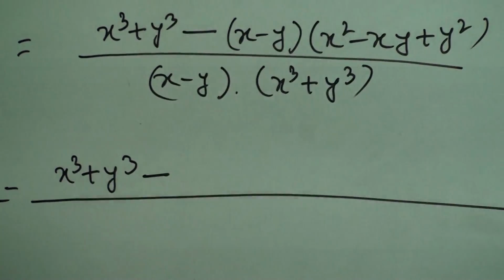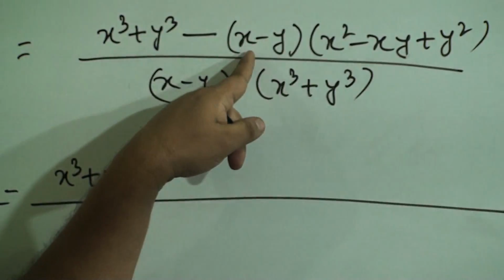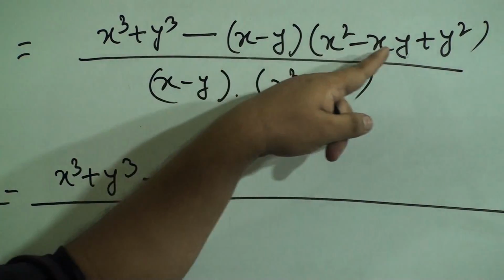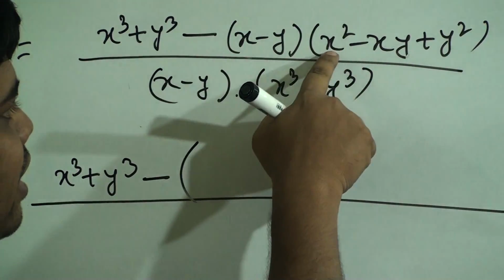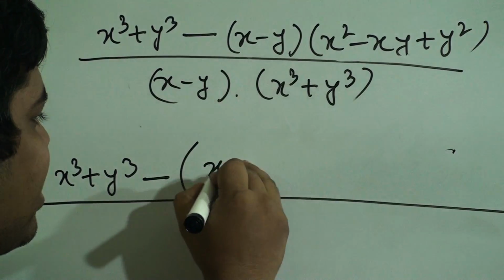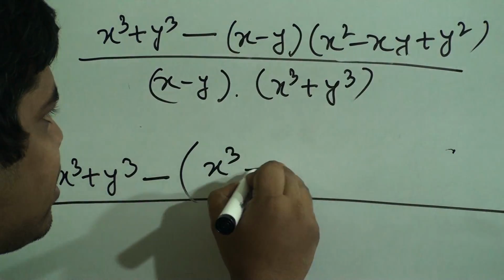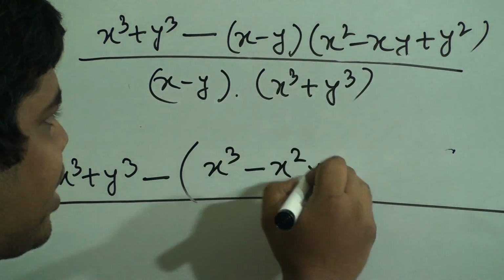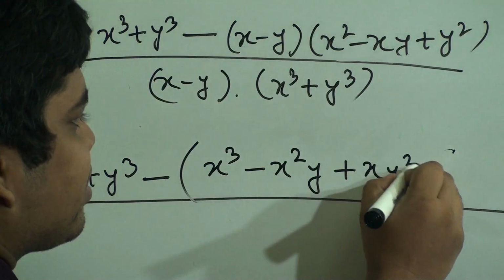After that we multiply this expression by x and also by minus y. At first we multiply it by x. If we multiply x with x square, we get x cube. X with minus xy, we get minus x square y. X with y, it will be plus x y square.